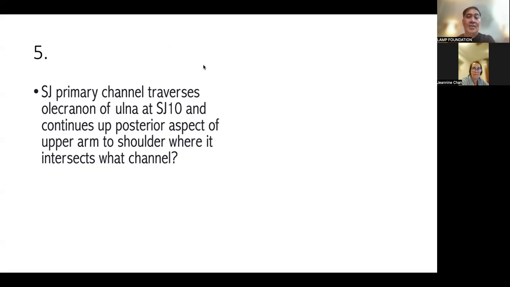Okay, anyway. The Sanjiao primary channel traverses the ulnar canon of ulna at SJ10. Do you know how to locate SJ10? That's a very important point. You can see this here.